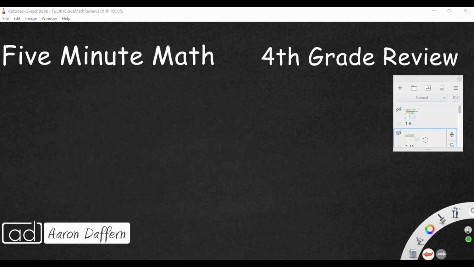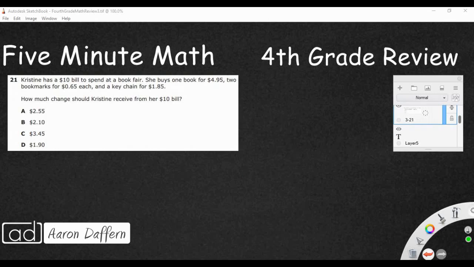And now we are going to look at our final problem for the day. We are adding decimals.